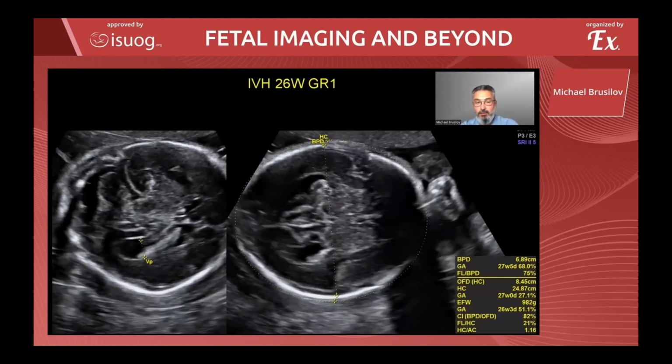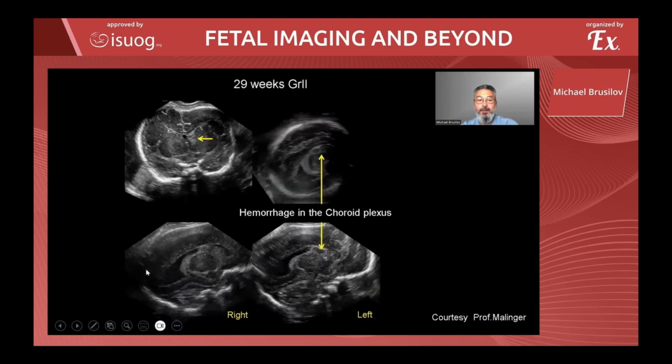Example of IVH grade 1, 26 weeks of the pregnancy, mild dilatation or not dilated lateral ventricle with hyperechogenic border of the lateral ventricle. 28 weeks, grade 2, hemorrhage in the choroid plexus, without dilatation of the lateral ventricles.